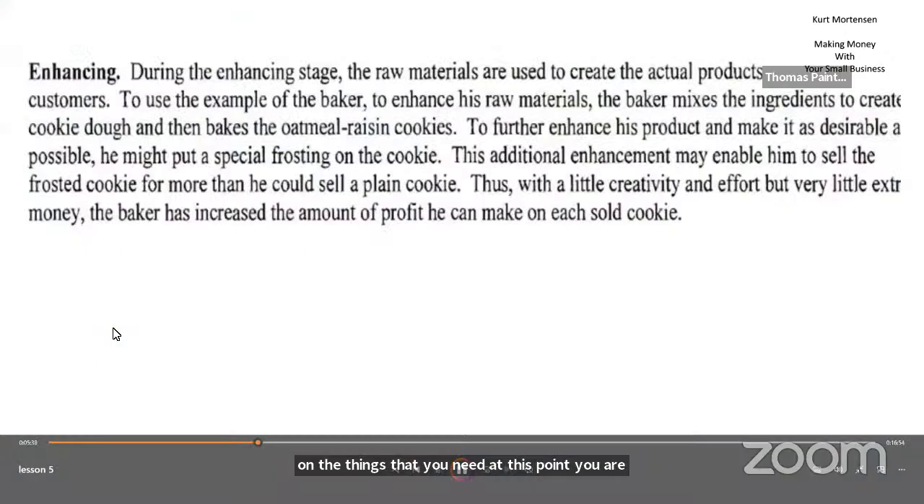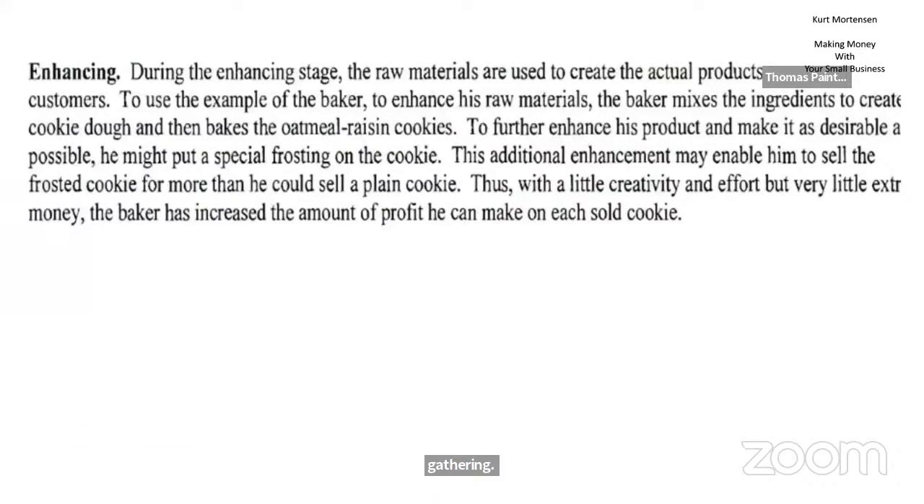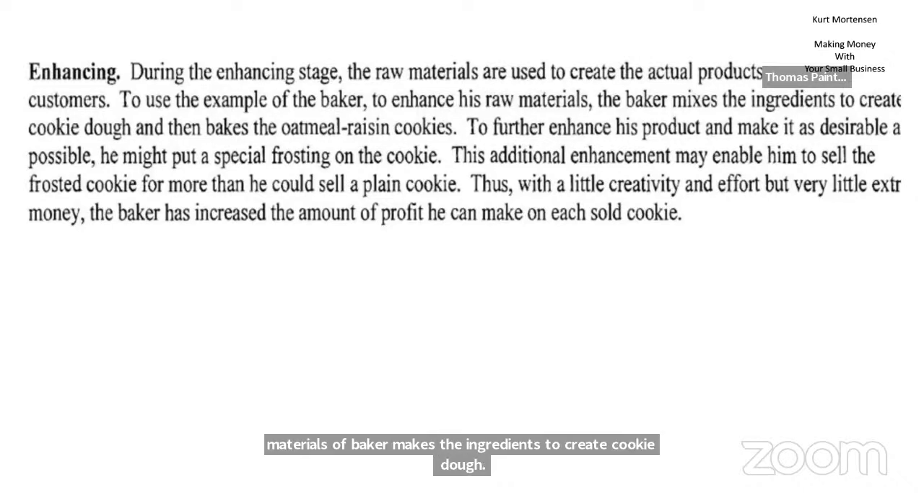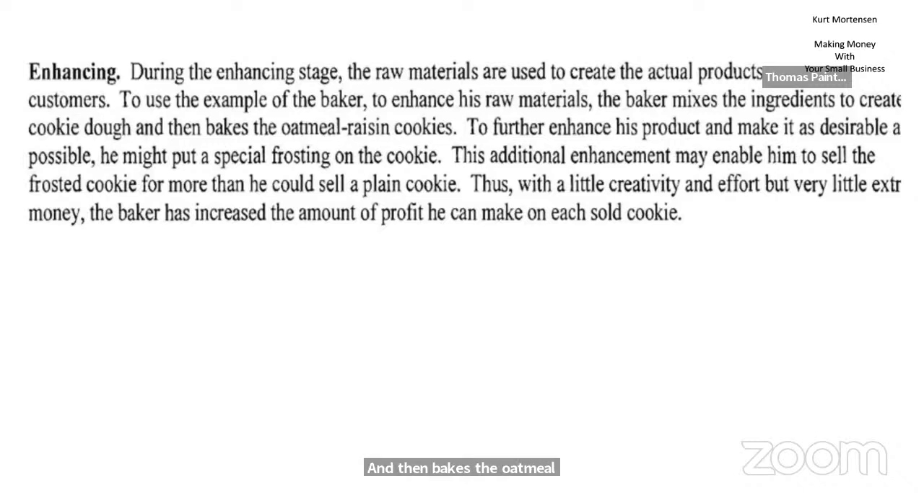Now we get into enhancing. During the enhancing stage, the raw materials are used to create the actual products you will sell to customers. To use the example of the baker, to enhance the raw materials, the baker mixes the ingredients to create cookie dough and then bakes the oatmeal raisin cookies. To further enhance his product and make it as desirable as possible, he might put a special frosting on the cookie. This additional enhancement may enable him to sell the frosted cookie for more than he could sell a plain cookie. Thus, with a little creativity and effort, but very little extra money, the baker increases the amount of profit he can make on each sold cookie.